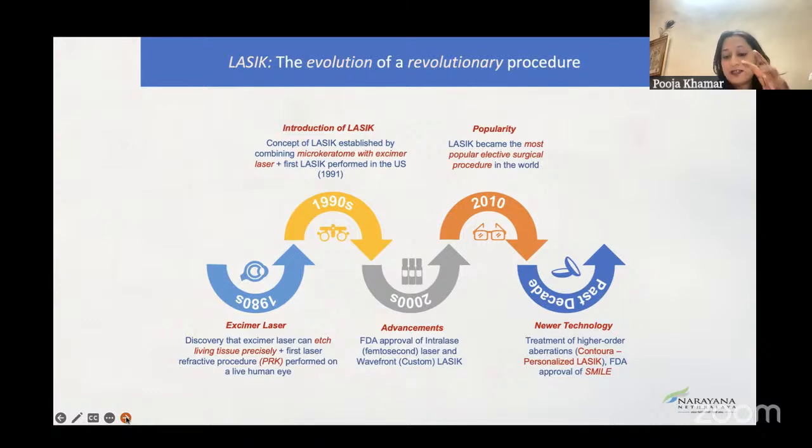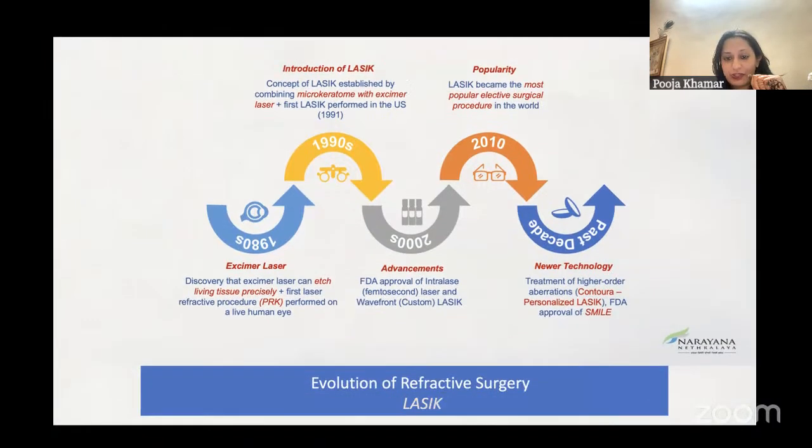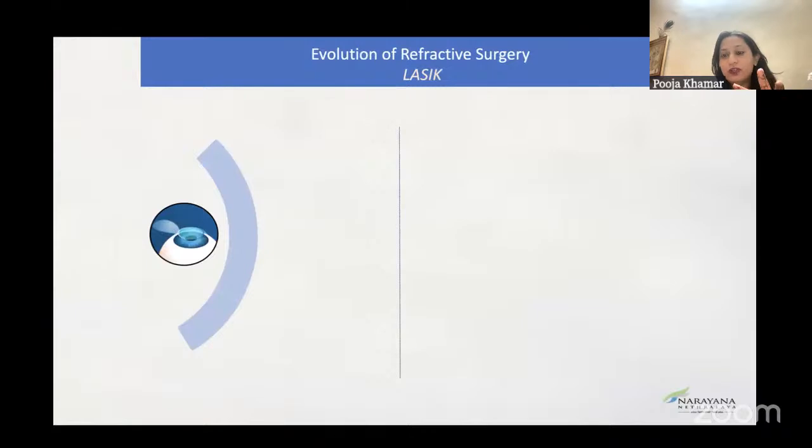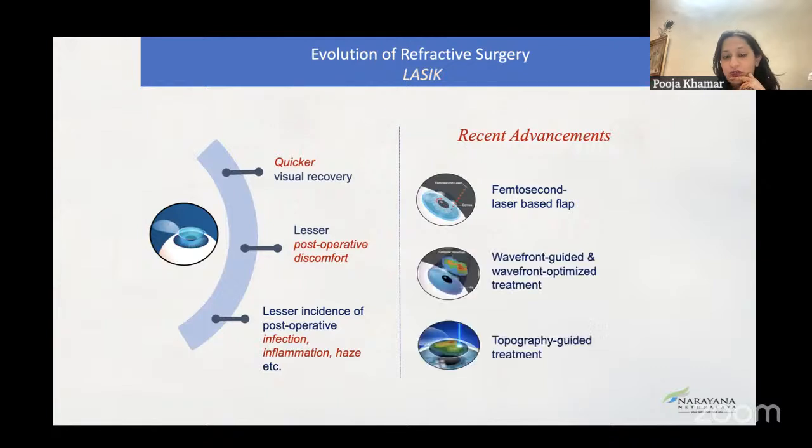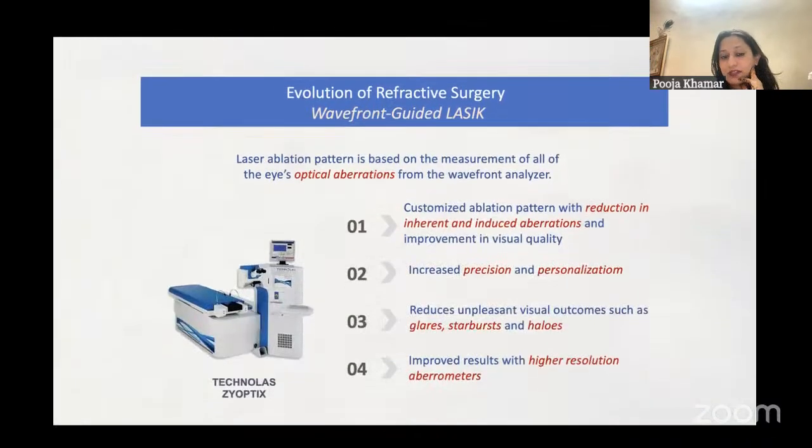So as I mentioned in the beginning of the webinar, I think choosing the right refractive surgery is the key for any patient. Excimer surgery is not the only thing, but choosing the right procedure is the key. So LASIK, yes, it gives quicker visual recovery, lesser post-op discomfort, and lesser incidence of infection, inflammation, or haze. And we do have options of microkeratome or femtosecond based flaps. We have wavefront guided or wavefront optimized treatments, and then we have topo guided treatments.